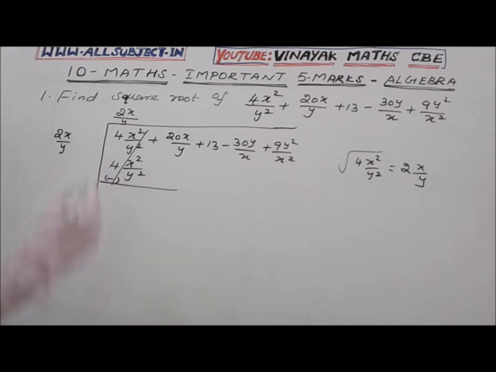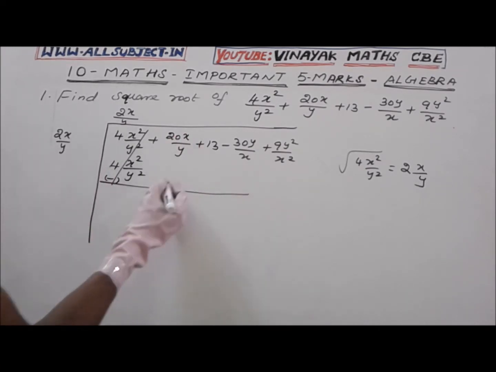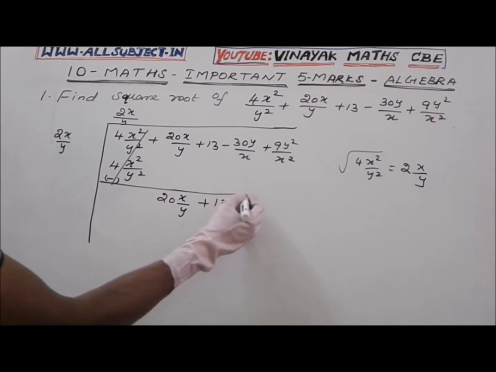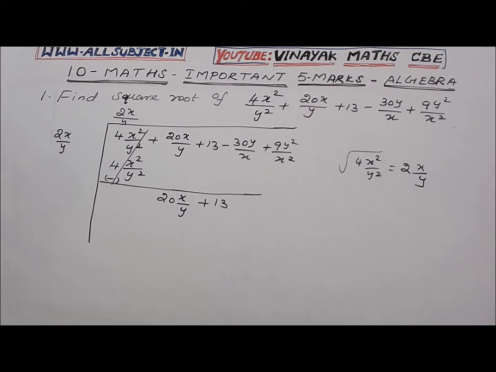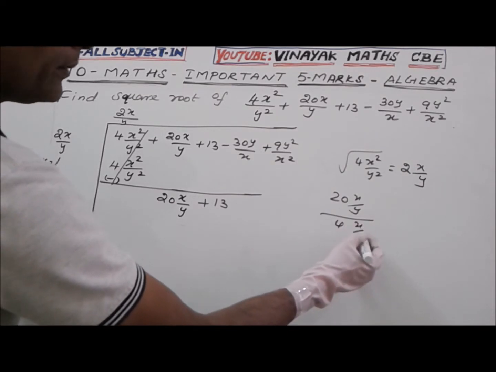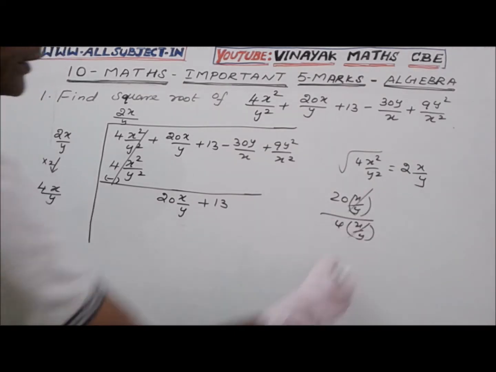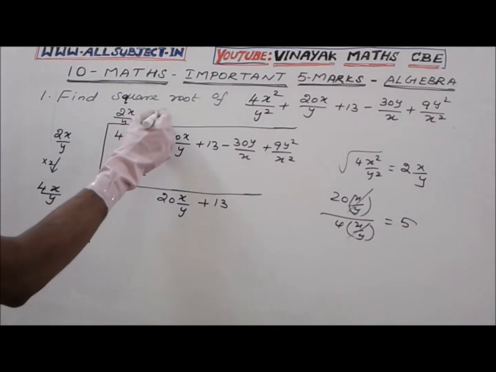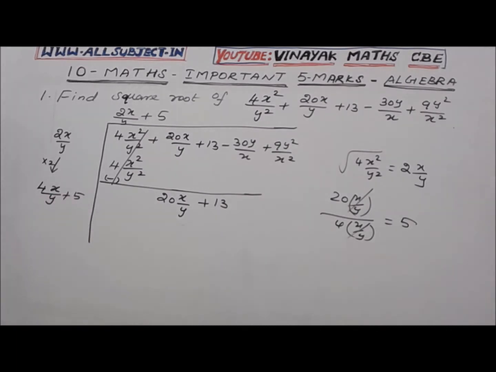It will get cancelled. The remaining two terms are 20x by y plus 13. Now multiply this by 2, we will get 4x by y, and then divide the first term by this one, 20x by y divided by 4x by y. This x by y gets cancelled. 20 by 4 equals 5. Now adding the 5 in the quotient and here.